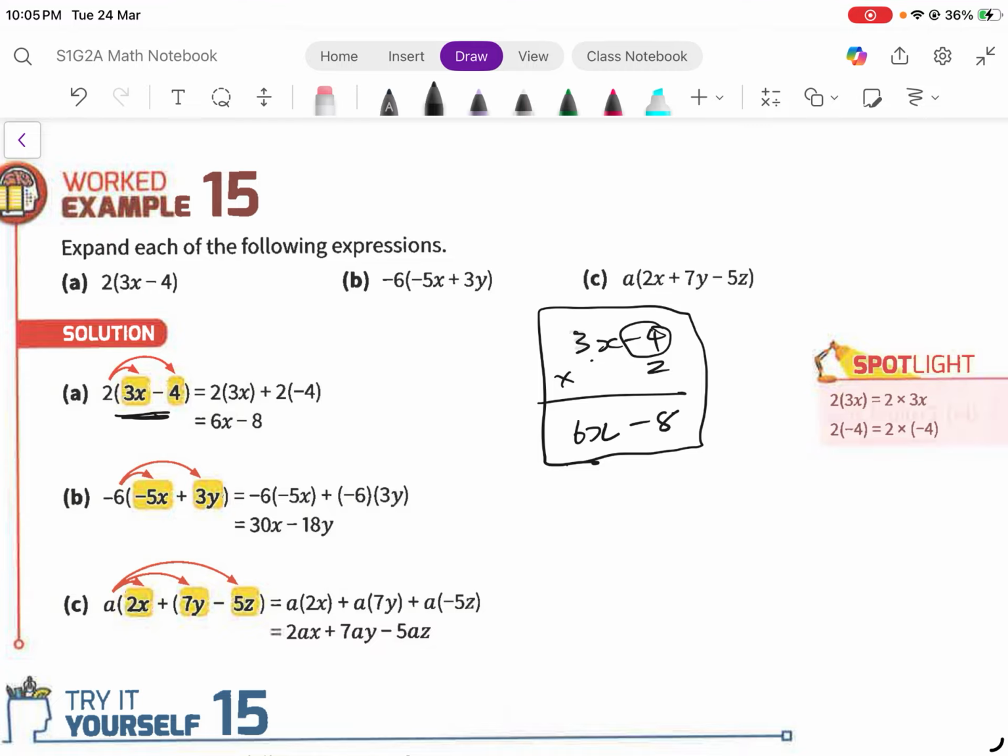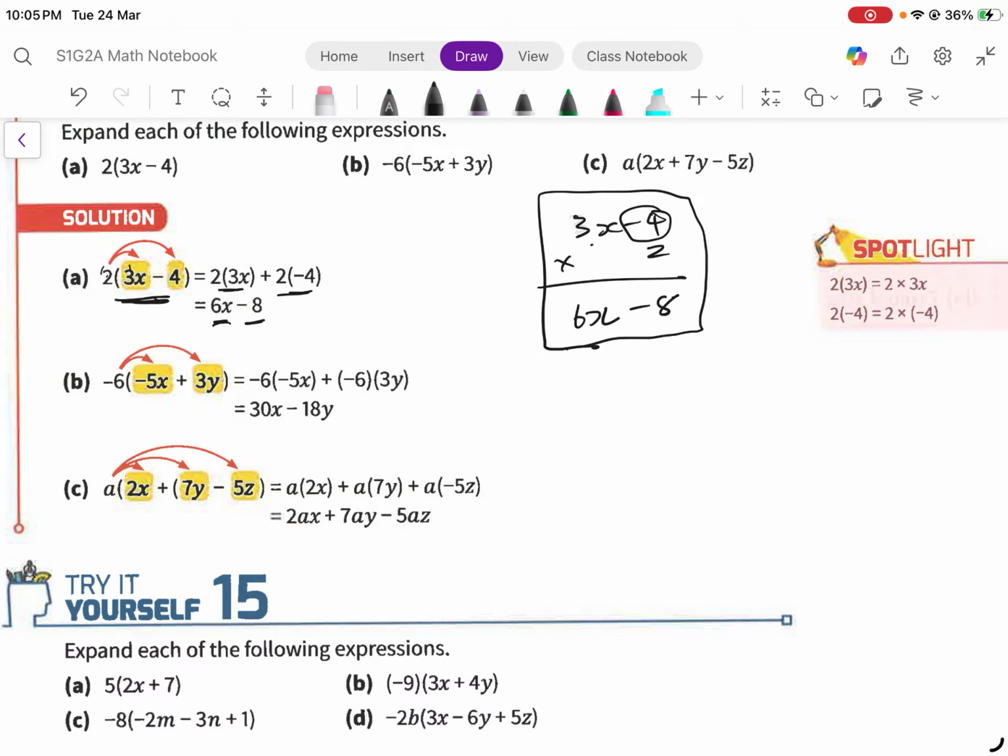So what we do is, instead of multiplying downwards like this, we put the 2 at the side and we multiply inwards. Okay, so we take 2 times 3x, get 6x. 2 times minus 4, get minus 8. Okay, so we do the same thing. Minus 6 times minus 5, get 30. Minus 6 times 3y, get minus 18y.